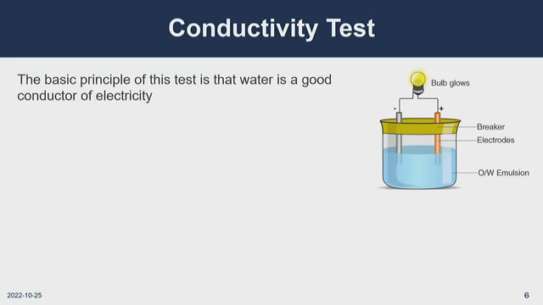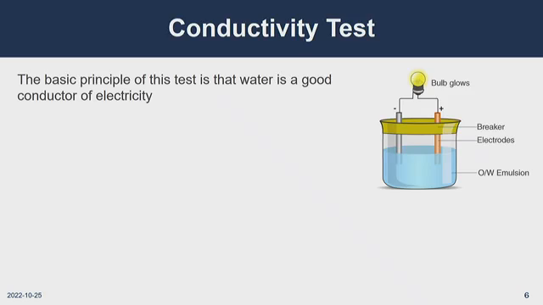Then we have a conductivity test. The basic principle of this test is that water is a good conductor of electricity. So we put our solution, or it can even be sausage meat, or another preparation, as long as the electrodes can be in contact with the product. So we put them together. And then there is a bulb light on the top.